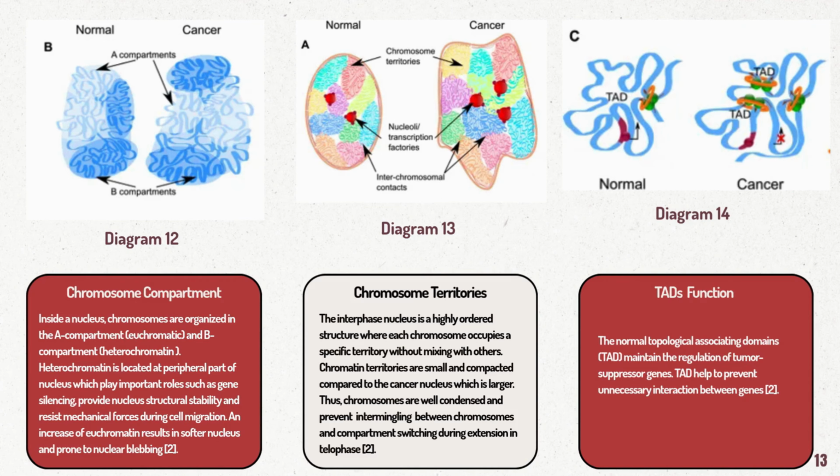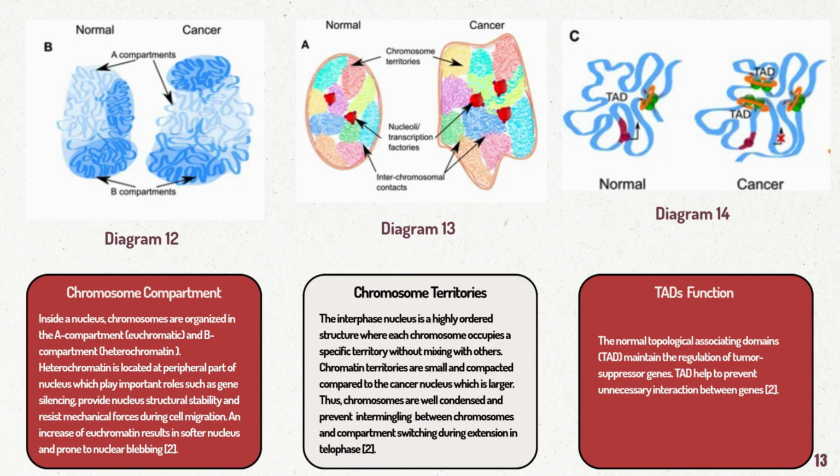Secondly, during interphase, the nucleus is in a highly ordered structure where each chromosome occupies a specific territory without mixing with others. Chromatin territories are small and compacted compared to the cancerous cell, which is larger. Thus, chromosomes are well condensed and prevent intermingling between chromosomes and compartment switching during extension in telophase.